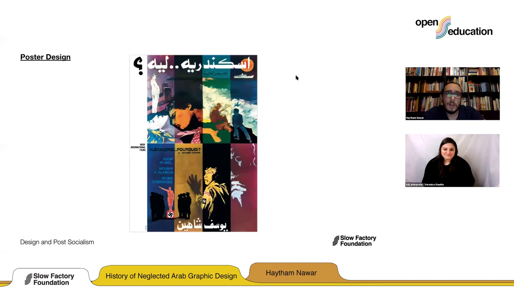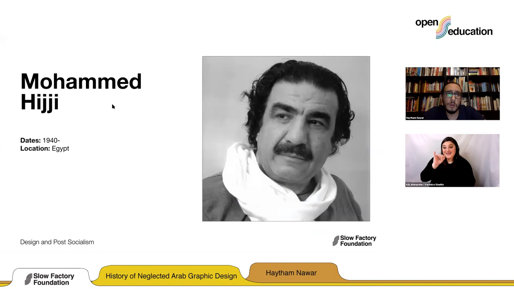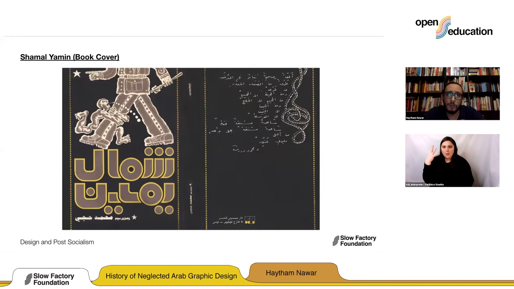Muhammad Hijji's work was controversial. His beautiful book, Left Right, represents the military march, from the way soldiers move their legs, right, left. That was a very controversial book, published only in a limited edition in Tunisia. And when he tried to publish it again in Egypt, it was banned.